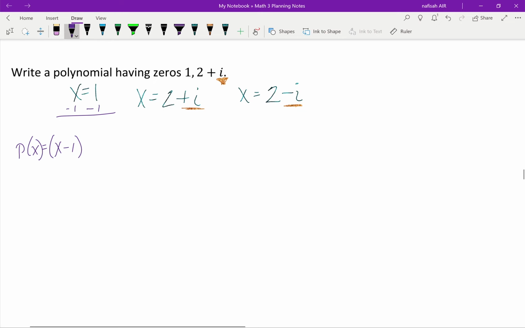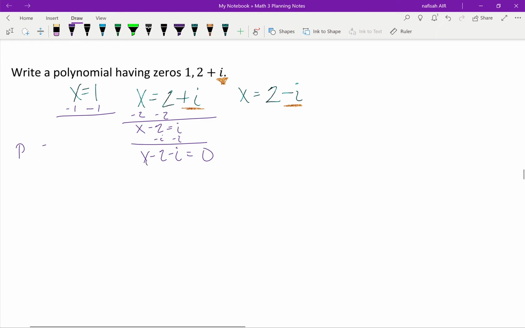I have x equals 2 plus i. I'm going to minus 2 from both sides. X minus 2 equals i. I'm going to then minus i from both sides because I have to get my equation to equal 0 so I can make it into a factor. So I have x minus 2 minus i equals 0. That'll be one of my factors.